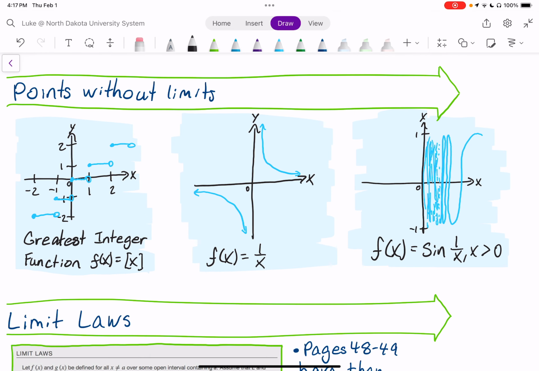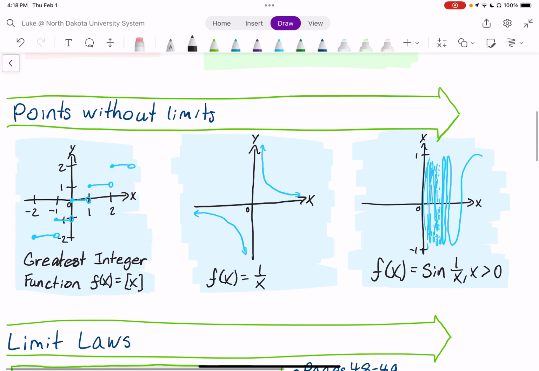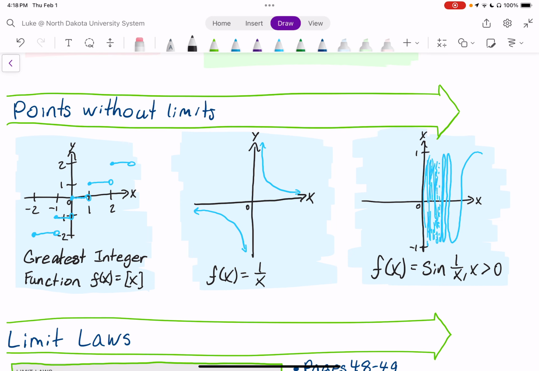Okay, points without limits. So not every point has a limit. In order to have a limit, the value that is being approached has to be the same from both sides. So that means on any continuous line in a domain, there's going to be a limit for every point. But for some functions, not every point has a limit.